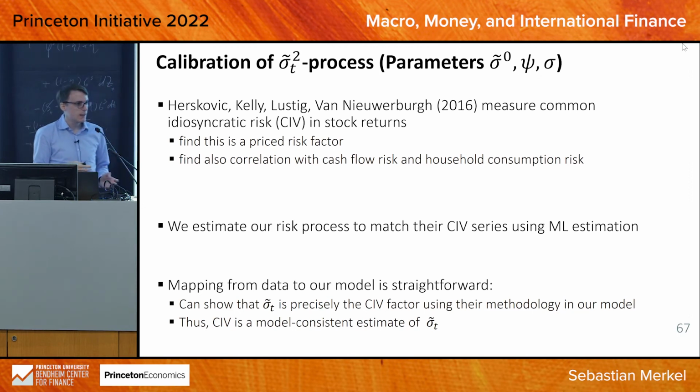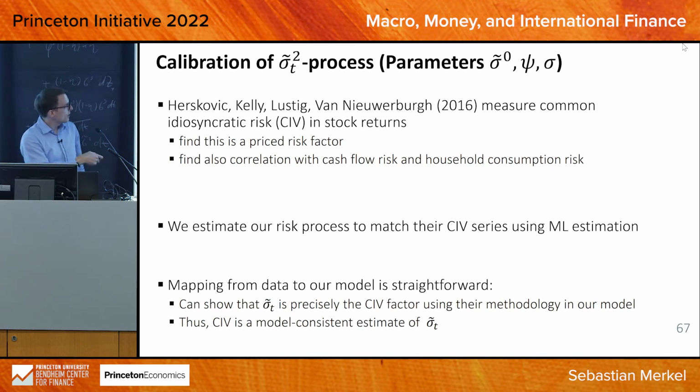They also find that this common idiosyncratic risk or volatility, that's why it's V, is correlated with cash flow risk of firms, and they have some suggestive evidence that it's also correlated with household consumption risk. So it's a fairly high quality measure because it comes from the stock market, and it seems to capture all we want. It captures cash flow risk of firms, but also consumption risk, which is important for the risk premium, right? And it's priced in reality. What's even nicer is that if you think about their procedure and how they measure it, and you generate data from our model and apply that same procedure, it would be exactly that. So sigma tilde is actually the common idiosyncratic volatility in stock returns in our model. In that sense, it's also a model-consistent estimate.